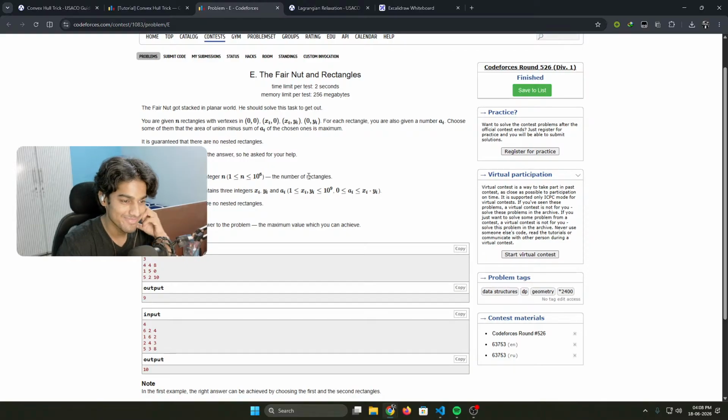Easy. Yep. Okay. These are vertices. We have 3 integers, so we have x, y, and a.